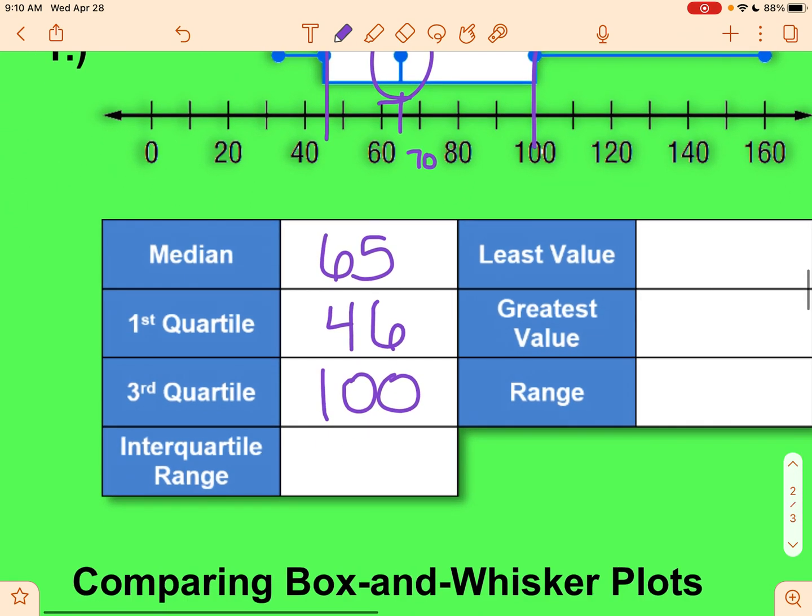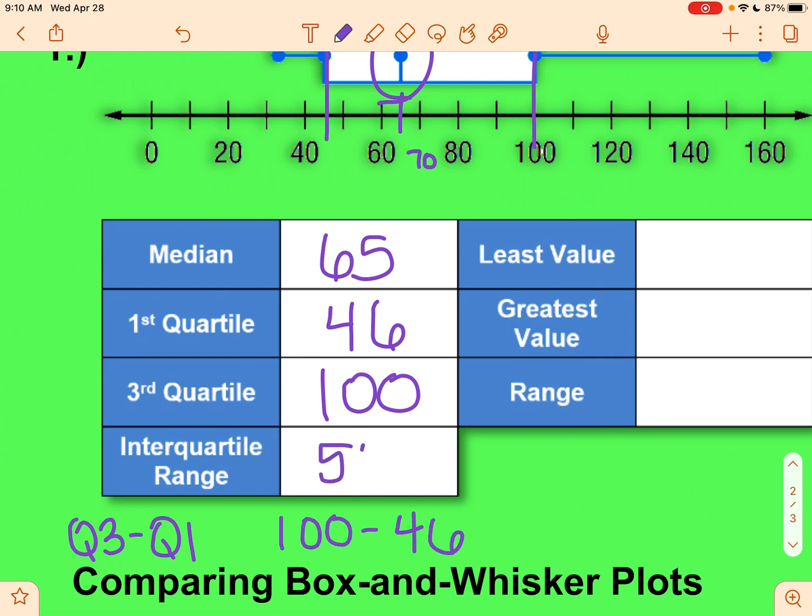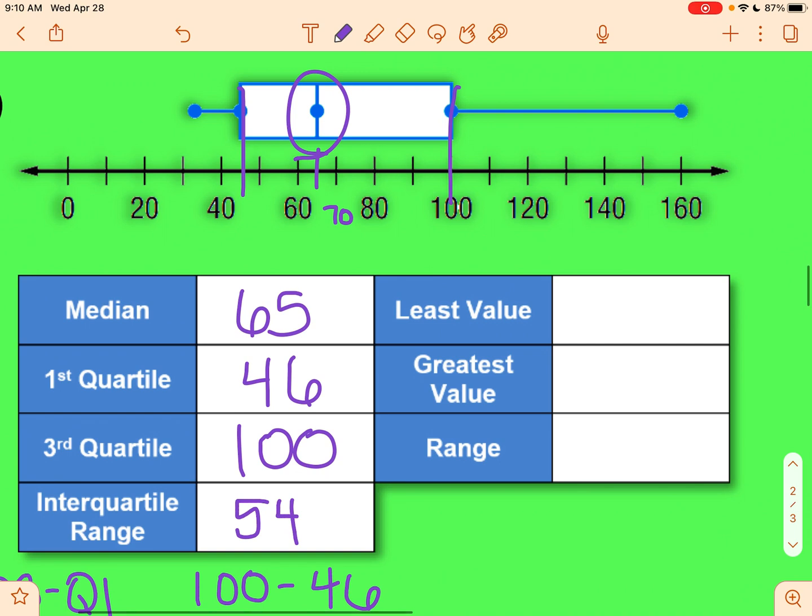Now to find our interquartile range, we take quartile 3 minus quartile 1. So we're taking 100 minus 46, and that is 54. Awesome. Next is our least value, so that's the dot way on the left. That is about 32, I would say. And then our biggest value is at about 160.